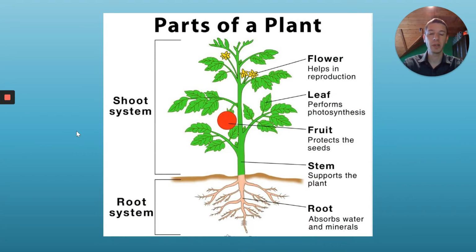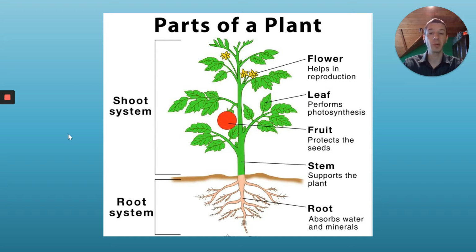Let's start with the parts of a plant. Most plants have got two main parts, the one above the ground, which we call shoot system, and the other one below the ground, the root system. Most plants have got different parts, and these different parts have got different roles.